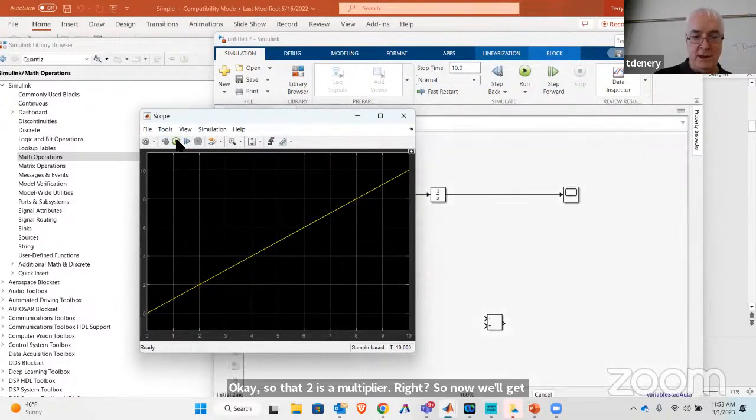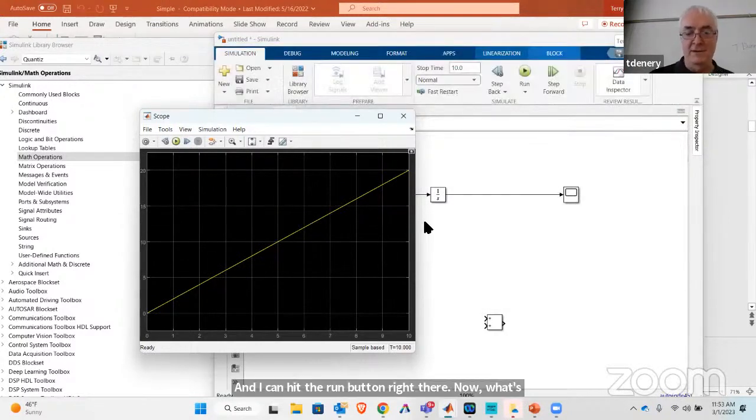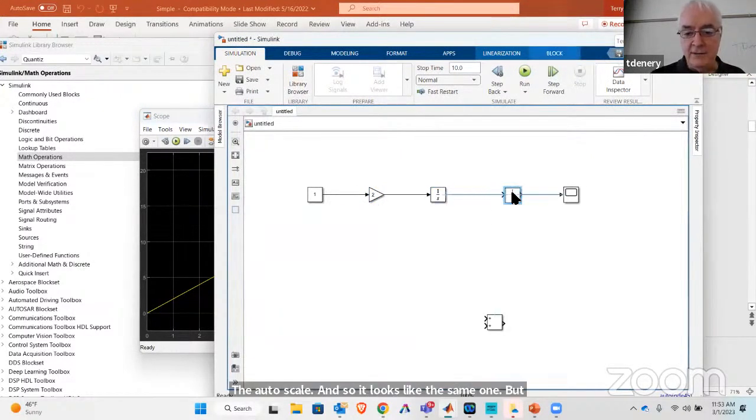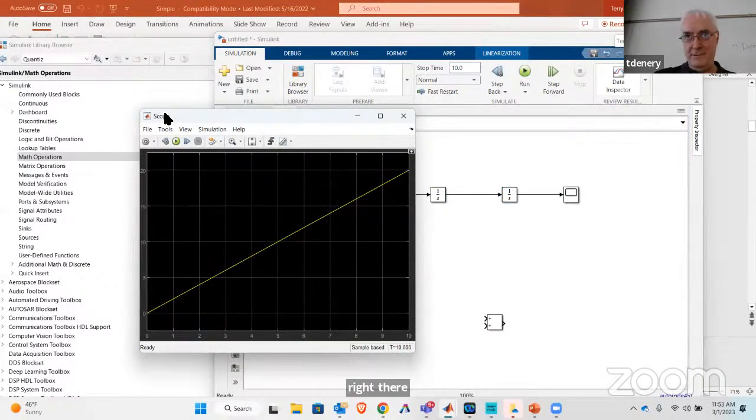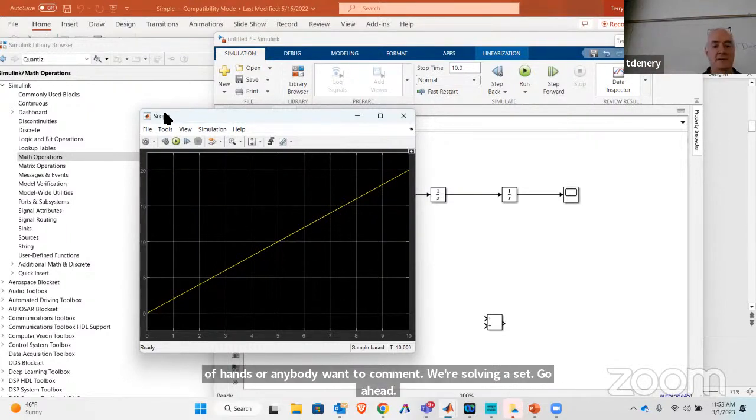And I can hit the run button right there. And it looks the same because it auto scaled me. And so it looks like the same one, but now we get to 20. Right? Okay, now I want to drag this guy right there. Show of hands, or anybody want to comment? We're solving a set. Go ahead. Yeah, absolutely. So you can kind of go up like that, sort of like a parabola.